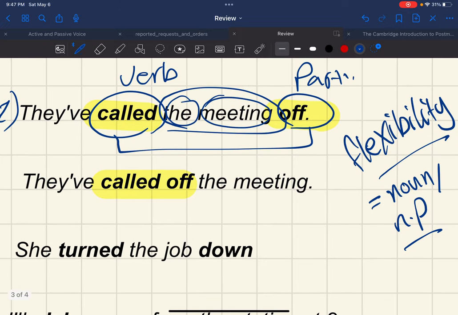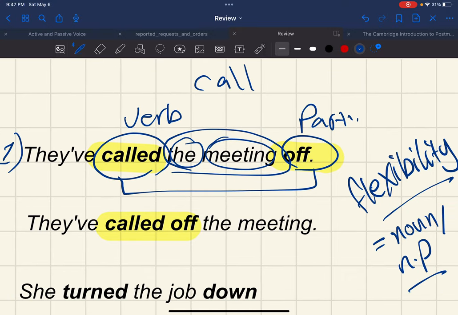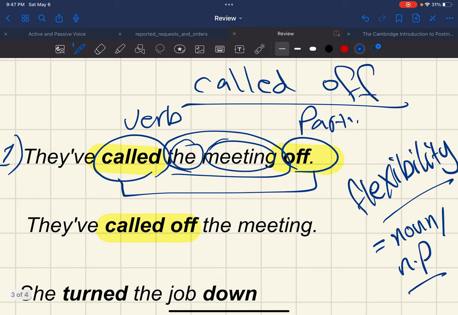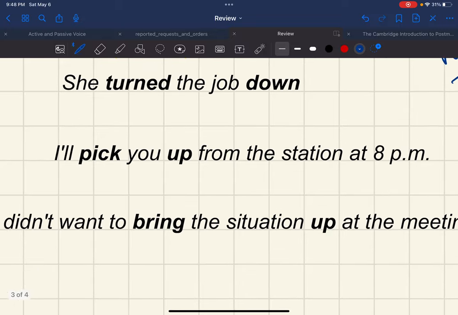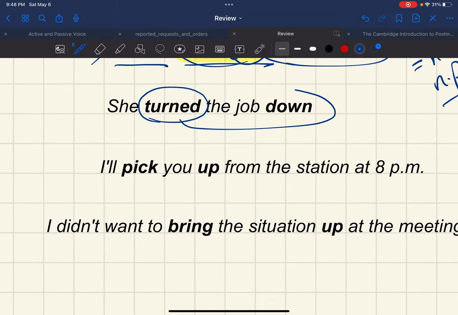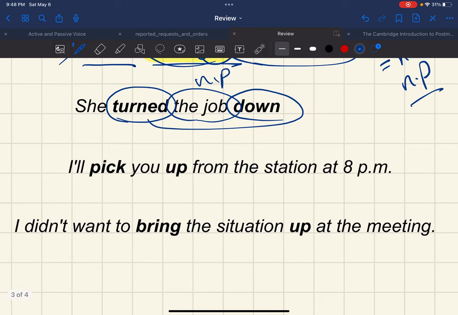Now, since it's a noun phrase, the position of the object can be changed. How? We know that naturally this phrasal verb is called off. So, since we're dealing with a noun phrase, the noun phrase can come even after the particle. For example, in the second sentence, they've called off the meeting. Here, again, since it's a noun phrase, it can be between the verb and the particle, or just be after the whole phrasal verb. These are extra examples. She turned the job down. Turned down. The job is a noun phrase. I'll pick you up.